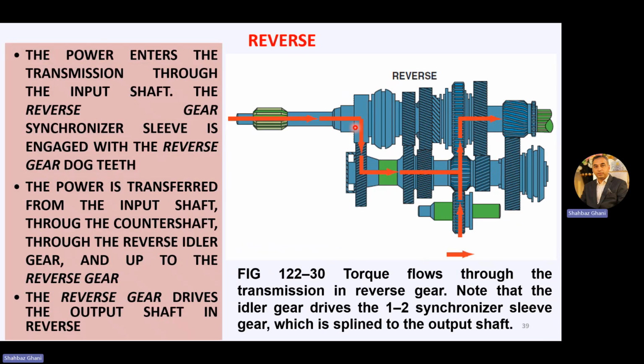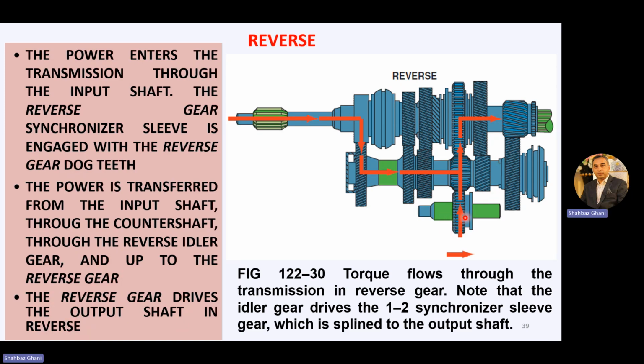Now the last one is the reverse drive. The power enters the transmission through the input shaft. The reverse gear synchronizer sleeve is engaged with the reverse gear dog teeth. The power is transferred from the input shaft through the counter shaft through the reverse idler gear. So one gear, addition of one gear here, that is the reverse idler gear, and up to the reverse gear. The reverse gear drives the output shaft in the reverse direction.